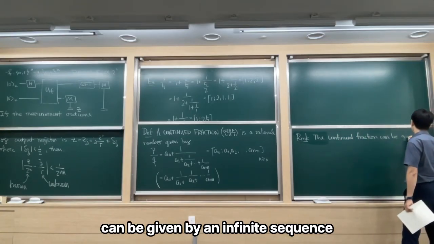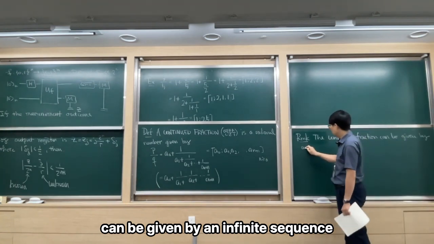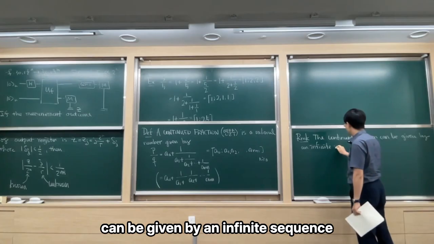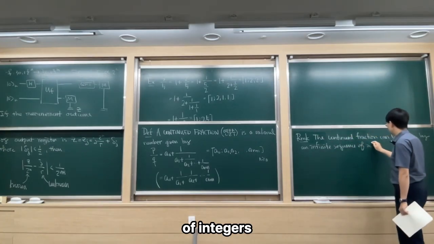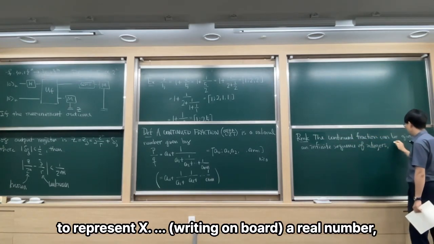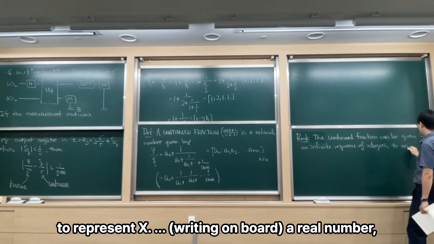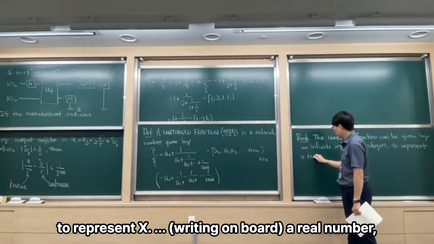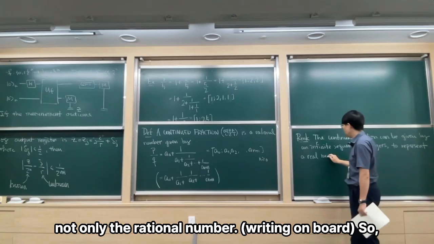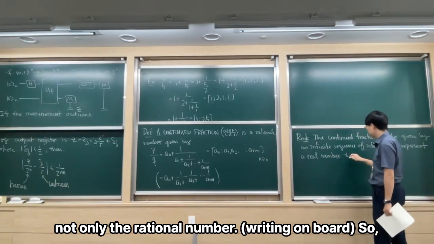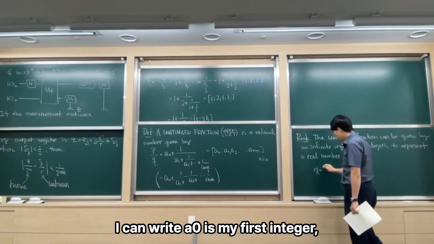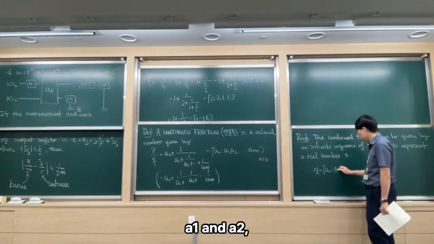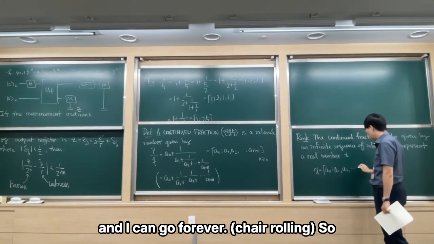can be given by an infinite sequence of integers to represent a real number, not only a rational number. So I can write a0 as my first integer, a1 and a2, and I can go on forever.